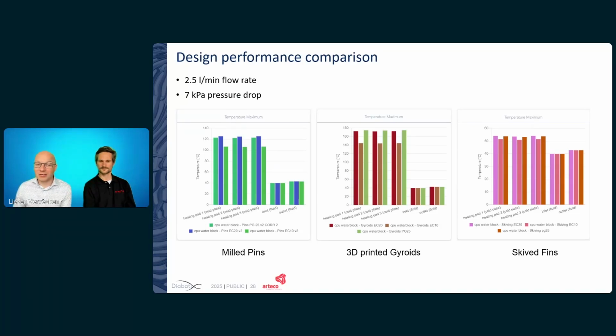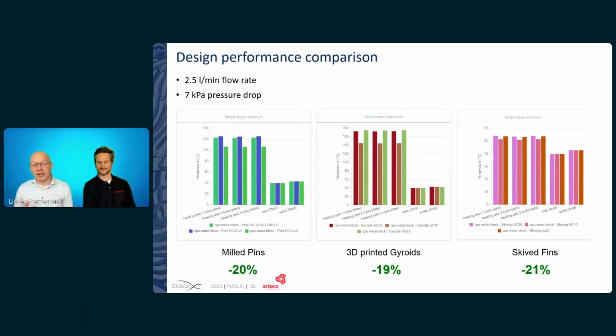So remember, this is again for exactly the same operating conditions, meaning same flow rate, same pressure drop. The only thing we changed is the coolant, and looking at the thermal resistance of the heat source, of the chip itself, we see that in all 3 cases, independent from the design itself, the performance increases by approximately 20% when switching from a PG25 to an EC10 coolant.